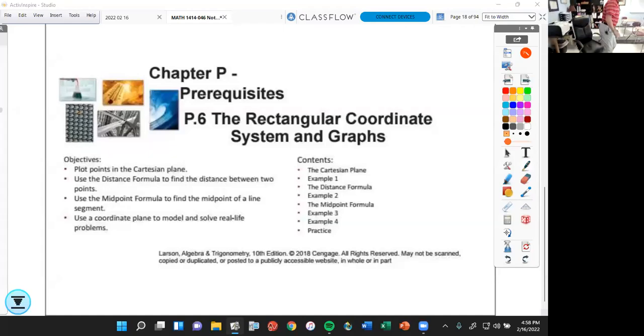Hey, today we're going to talk about P.6, the rectangular coordinate system and graphs. We're going to plot points on the Cartesian plane. We'll use the distance formula to calculate the distance between 2 points. And we're going to use the midpoint to find the exact middle between 2 points. And then we're going to use the coordinate plane to model and solve real life problems. In other words, story problems.